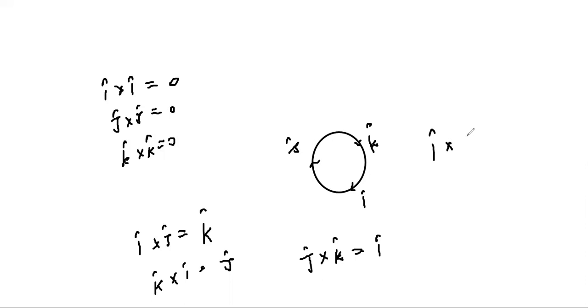This is I cross K, not J. So I cross K, you will get minus J cap. If you do K cap cross J cap, you will get minus I cap. Understood? If you do J cap cross I cap, you will get minus K cap. By this circle, you can easily remember that what you will get when you do cross product of orthogonal unit vectors.